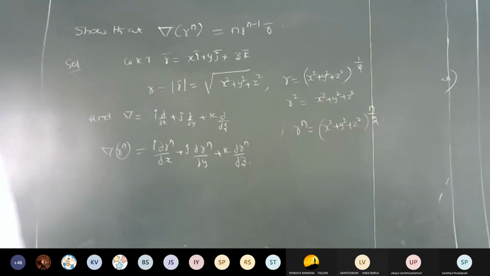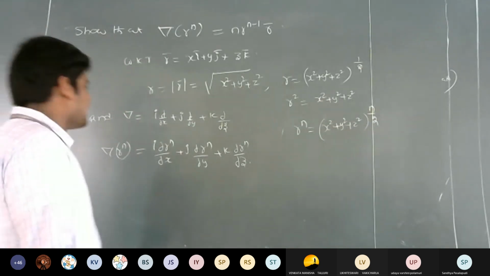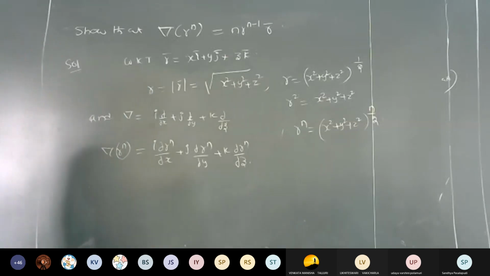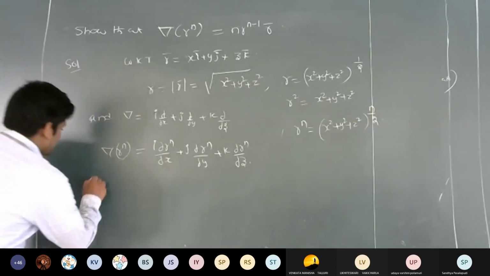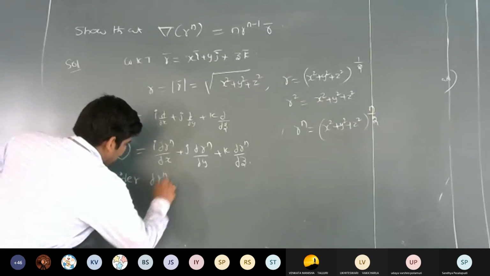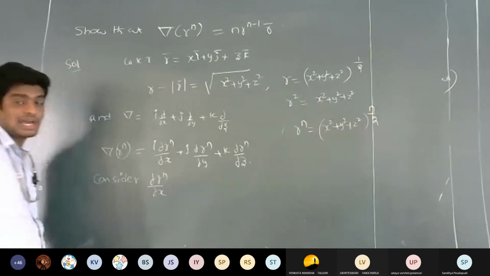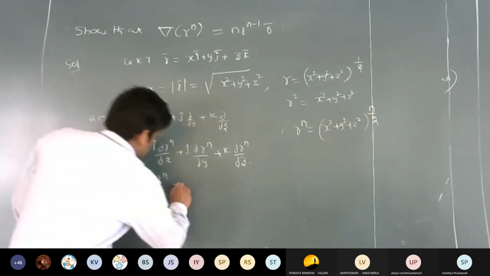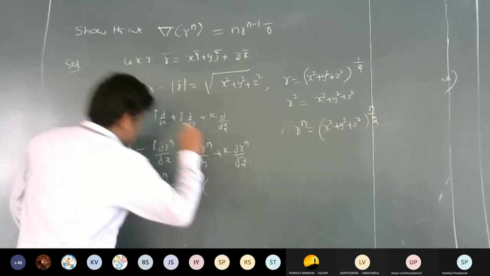R power n means (x square plus y square plus z square) whole power n by 2. Now we are going to calculate the del of R power n. So first consider dou R power n by dou x. Are you following or not?